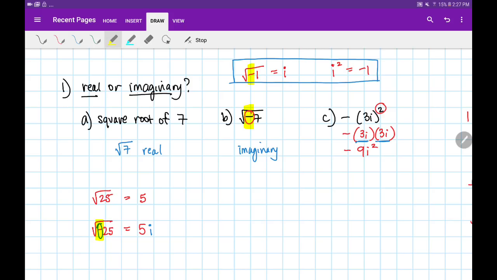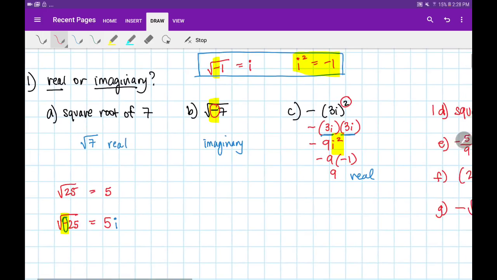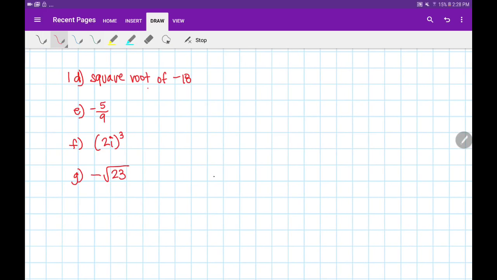And ooh, I see something familiar here. This i squared is a definition. Whenever I see it, I'm going to replace i squared with -1. So really I have -9 times -1. Notice that we no longer have an i involved. This will leave me with a +9. And my friends, +9, we know, is a real number. So whenever you see something like this, ask for real or imaginary, go ahead and multiply it all out to get your answer.